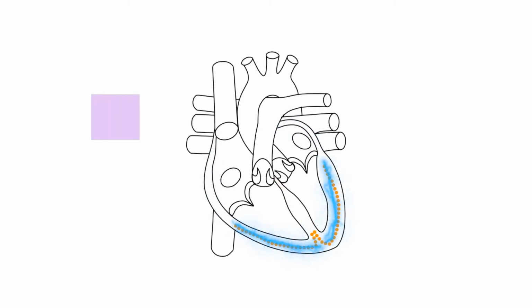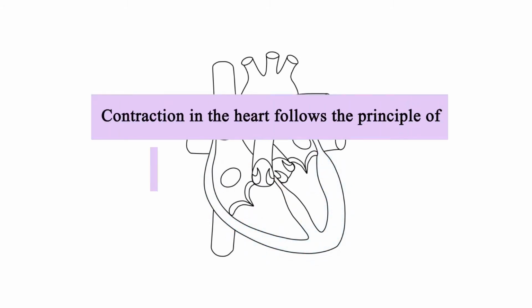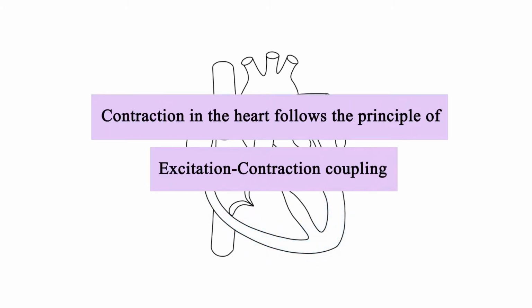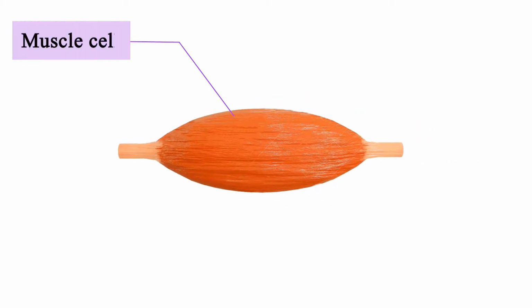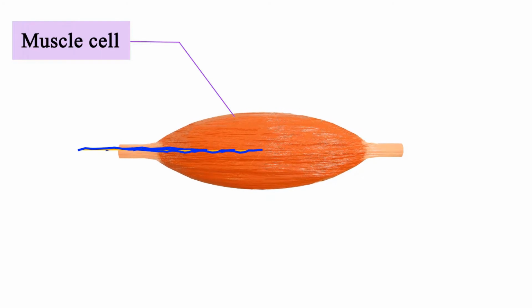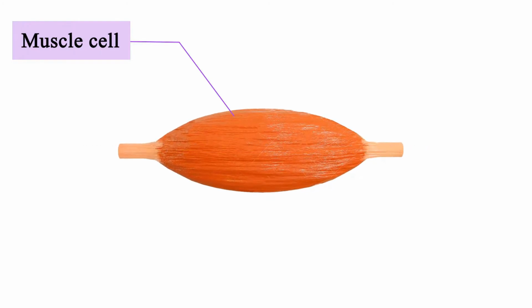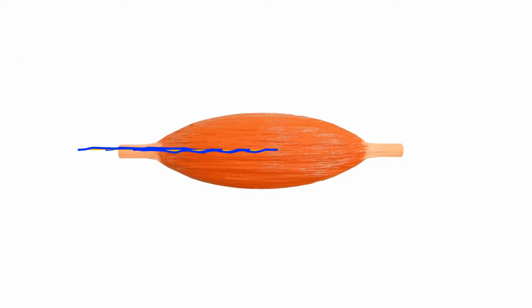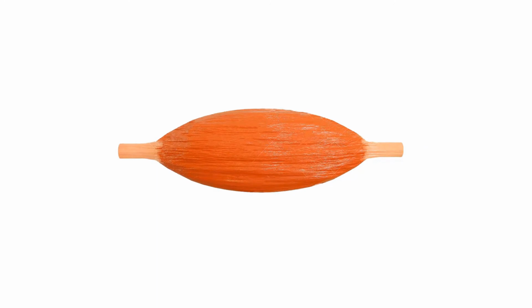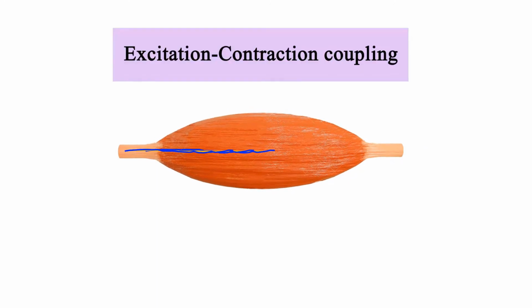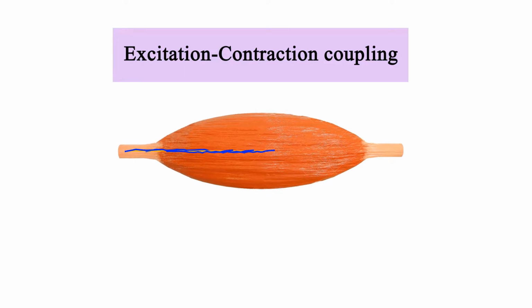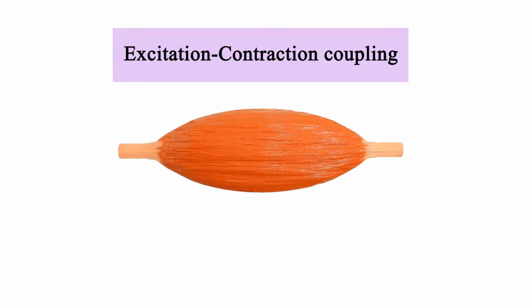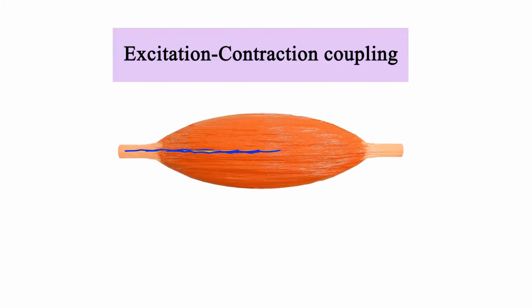Number 2. Contraction in the heart follows the principle of excitation-contraction coupling. When a muscle cell is electrically excited by an action potential, contraction of the myocytes follows immediately. This relationship between electrical excitation and muscle contraction is known as excitation-contraction coupling. Therefore, when a contractile cell in the heart receives an action potential, it contracts.